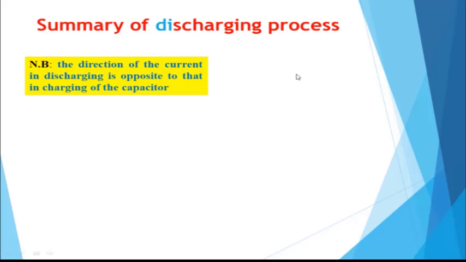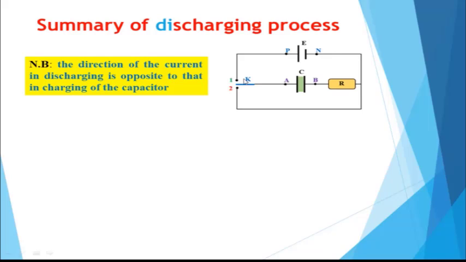Now we are going to sum up the discharging process. As we've said, in the discharging process, the capacitor should be connected in series with the resistor or with any component that the capacitor will discharge its energy in. In this case, the switch should be connected to point 2. Note that the direction of the current in discharging is opposite to that in charging of the capacitor.